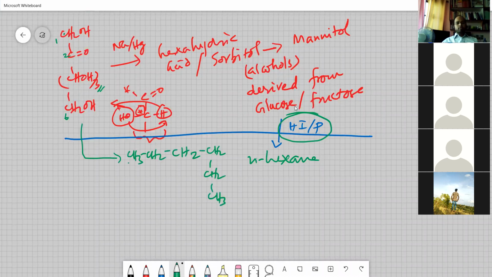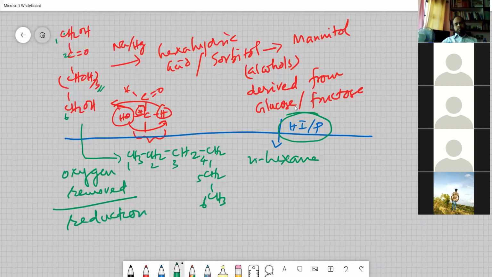Okay, how many carbon atoms? 1, 2, 3, 4, 5, 6. What has happened? All the oxygens have been removed. So this is a reduction reaction. What is the reagent used? Hydrogen iodide and phosphorus are used there, and this gives rise to hexane.